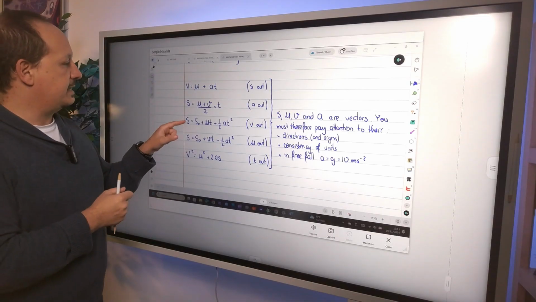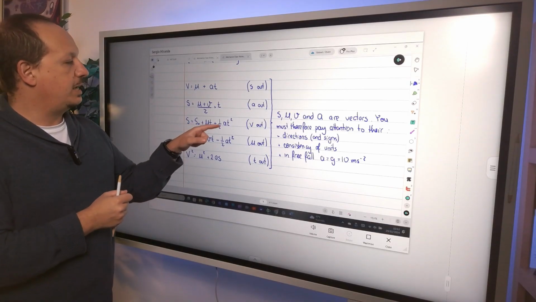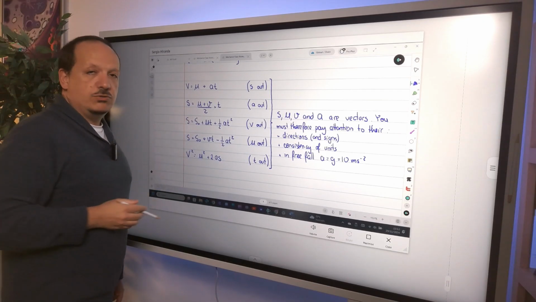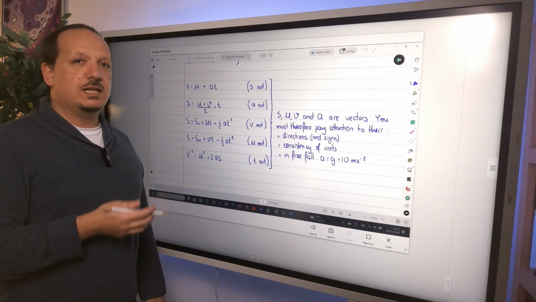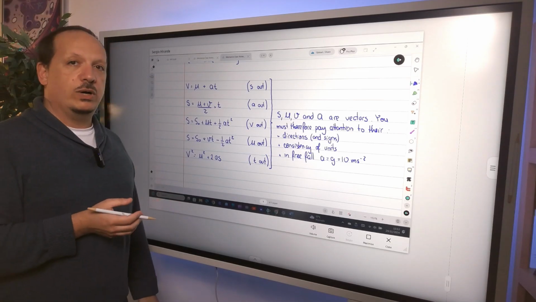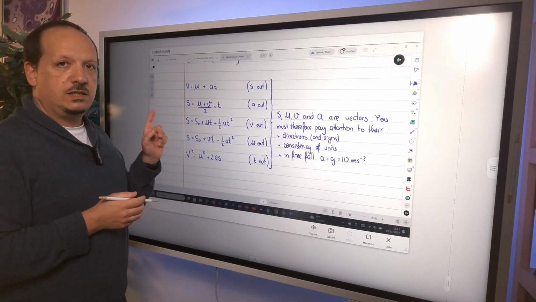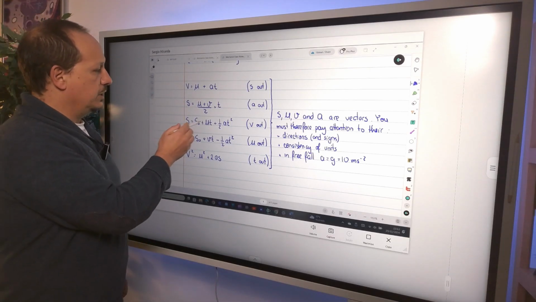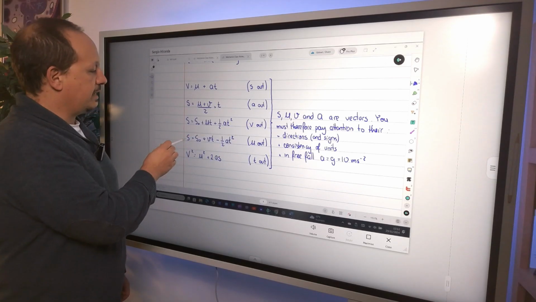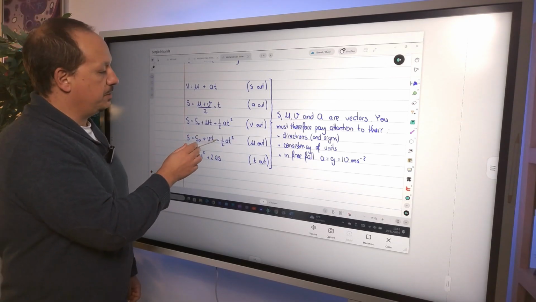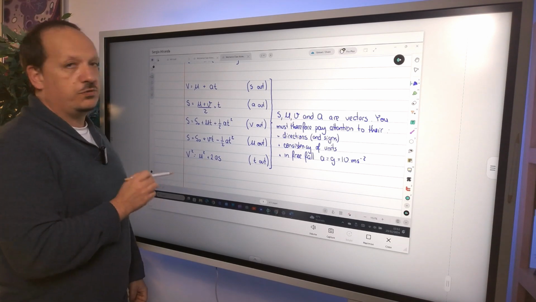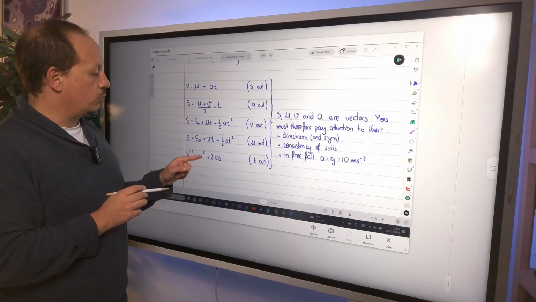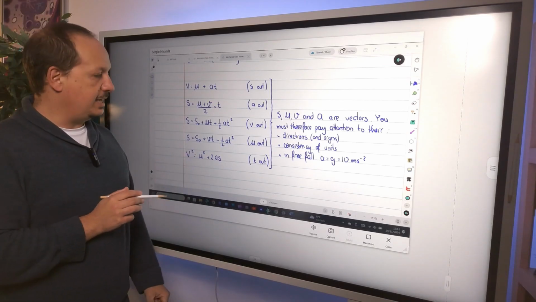This one is S equals S0 plus UT plus 1/2 of AT squared. This S0 is the initial displacement that you will have in some questions. So I included it here on this set of formulas. This one leaves V out. This one is S equals S0 plus VT minus 1/2 of AT squared. This one leaves U out. And finally, you have this one, V squared equals U squared plus 2AS, which leaves T out.